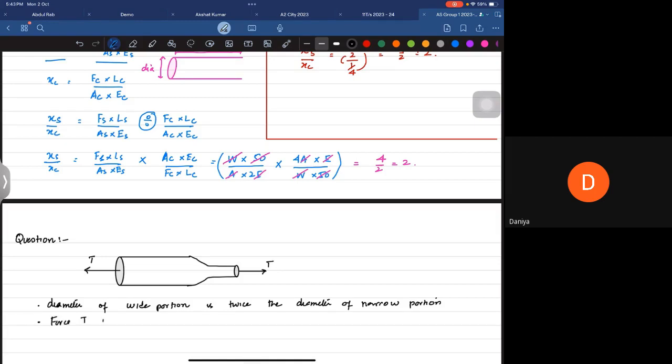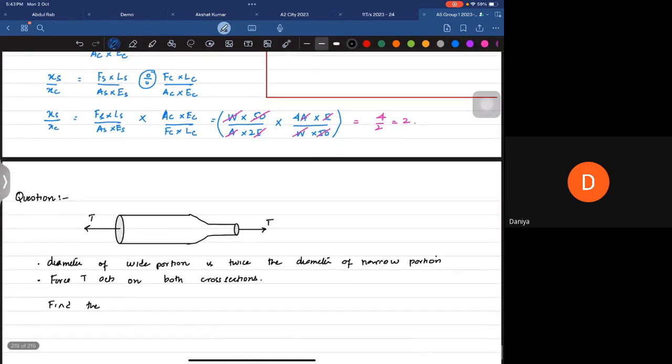Force T acts on both cross sections. Find the ratio of the stress in the wide portion divided by the stress in the narrow portion. All right, can you guys please try this?